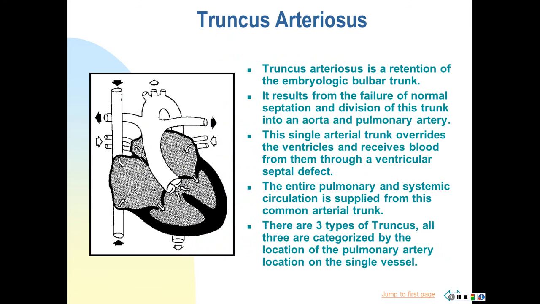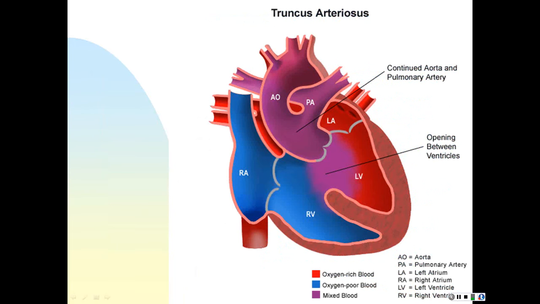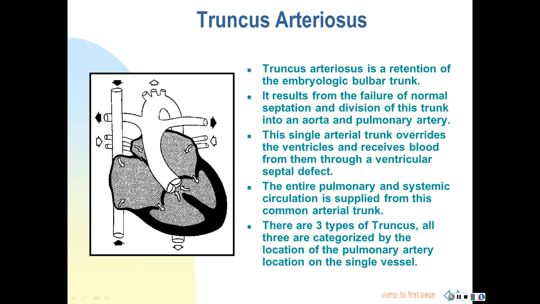Truncus arteriosus is another issue where the two arteries didn't separate. So instead of having an aorta and a pulmonary artery separate, they're together. Here's another version. Now in this one, they're at least separated except right at the end. In this one, you can see they're together all the way through. Only one valve that has to do the work of both sides.